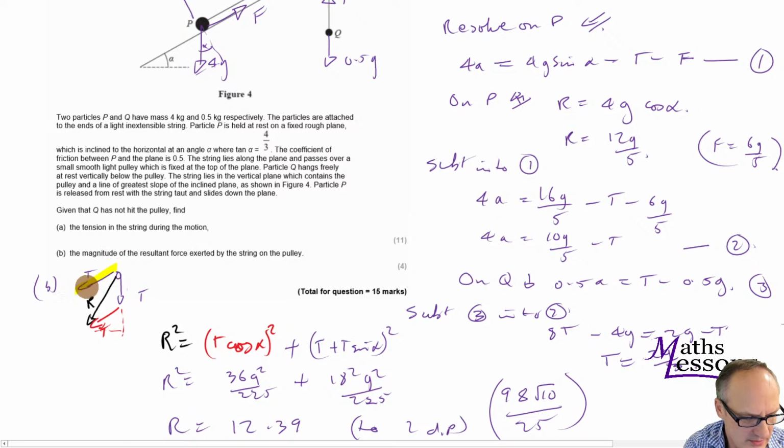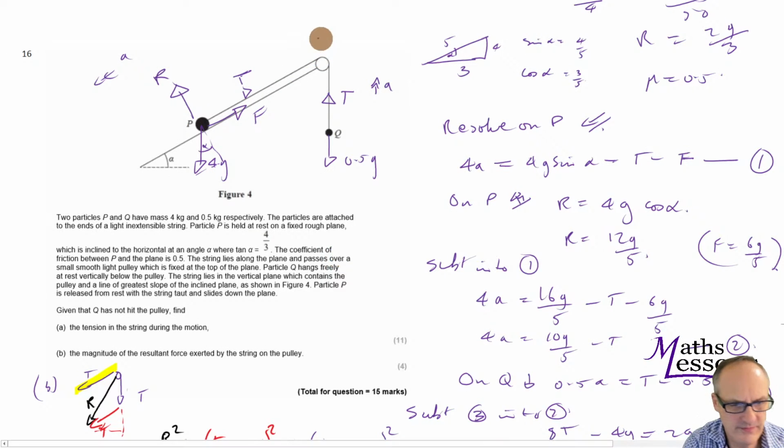You just got to realize that the resultant force you can find by basically just taking these two forces. You've got the tension here and the tension here. If we take that tension and just put it on the end of that tension, then we can find the resultant force that way. There are other ways to find it, okay?